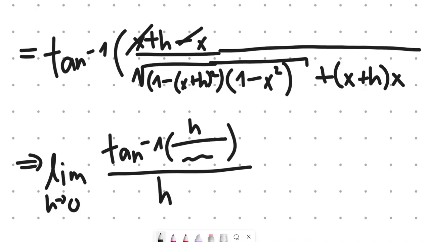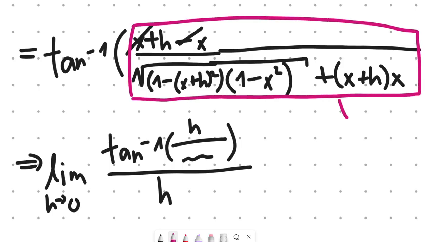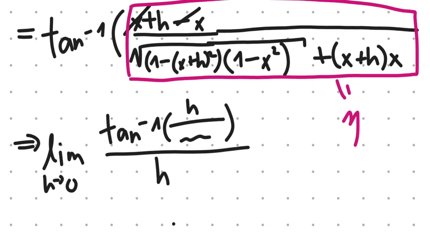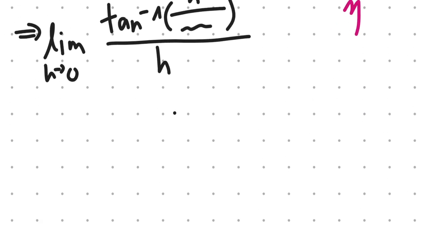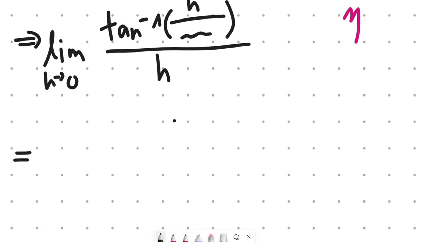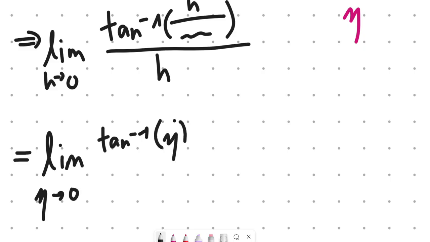Now I would like to let this whole complex mathematical expression equal to some variable eta. So if we let eta equal to this one, then we have to see what will happen with eta when h approaches 0. If h approaches 0, the whole thing will approach 0, so eta will also approach 0. So we can indeed say that we have the limit as eta approaches 0 of inverse tangent of eta, the whole thing divided by h.